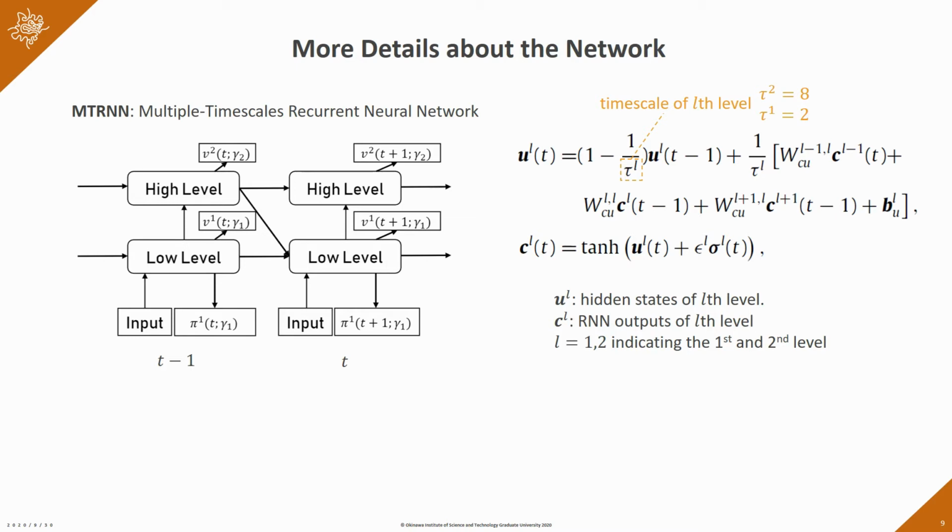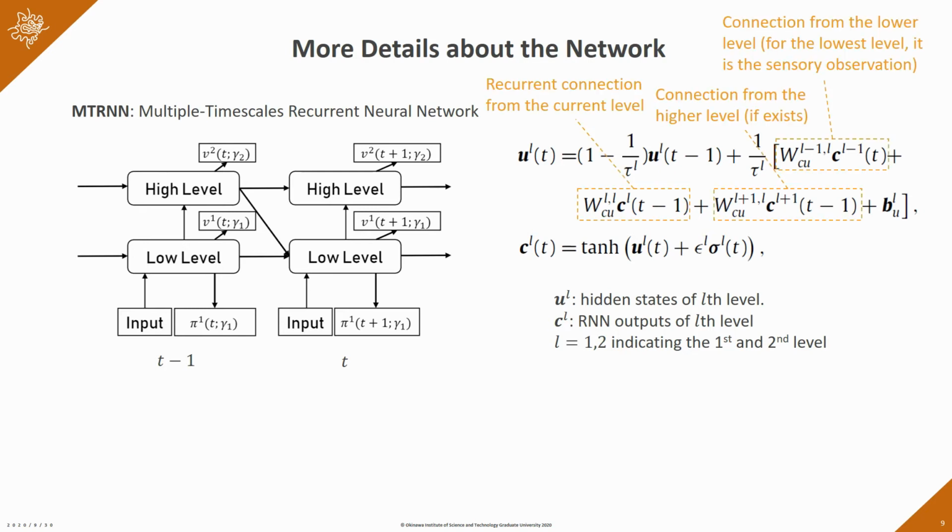And tau decides how fast the hidden states U can change. When tau is smaller, the hidden state U will change faster. And the two levels are connected as shown in the diagram or in the equations. Here, W is the weight and B is the bias.